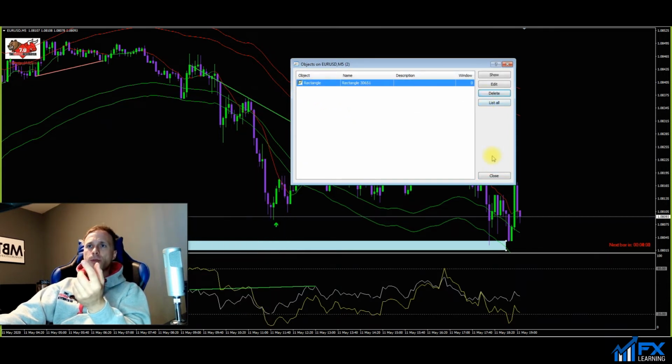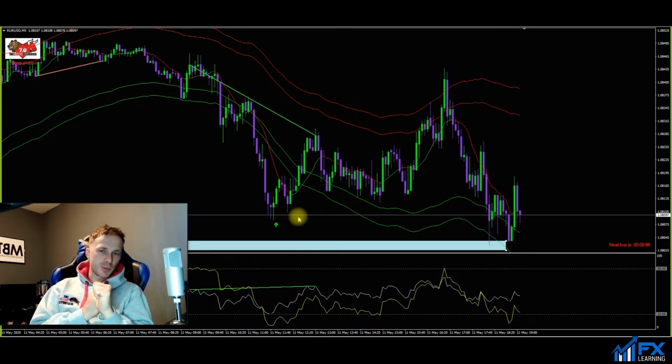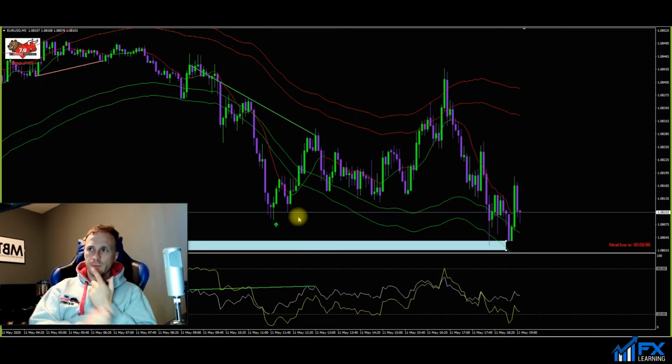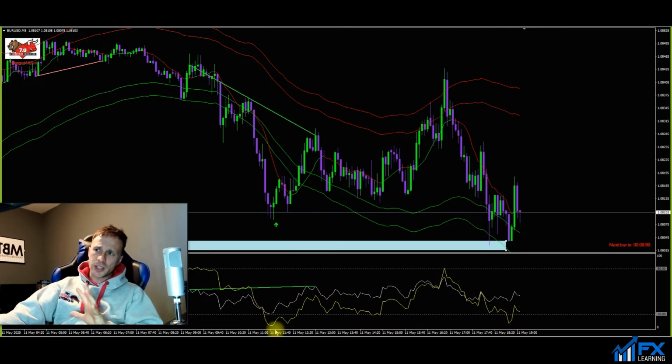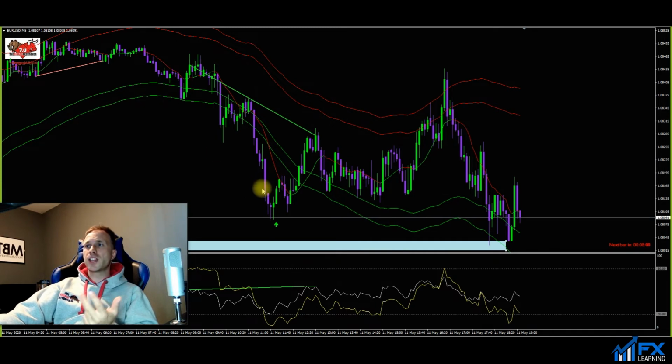First of all, first confirmation, we're at a support line. Second confirmation, again, look at the ASI. Look how it's come oversold. It's crossed over the ASI. Good. Third and final confirmation, signal outside of the zone.